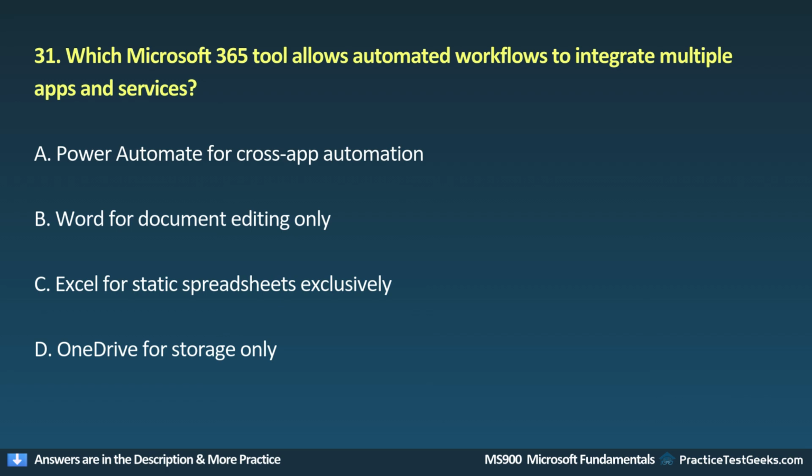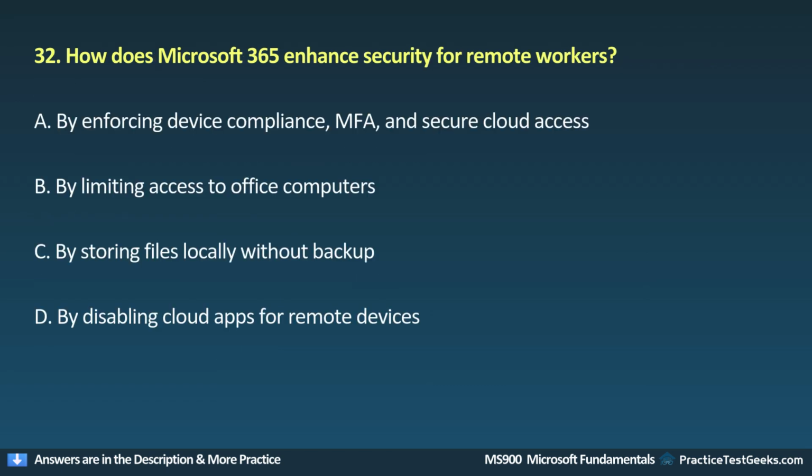A. Power Automate for cross-app automation. B. Word for document editing only. C. Excel for static spreadsheets exclusively. D. OneDrive for storage only. 32. How does Microsoft 365 enhance security for remote workers?